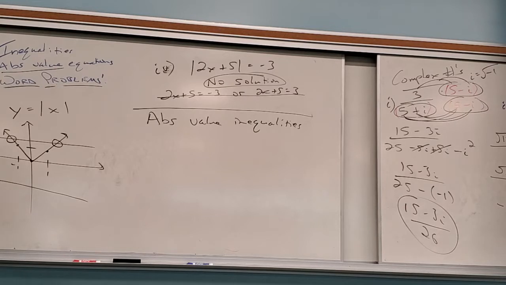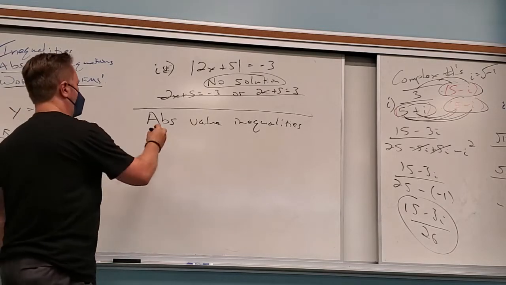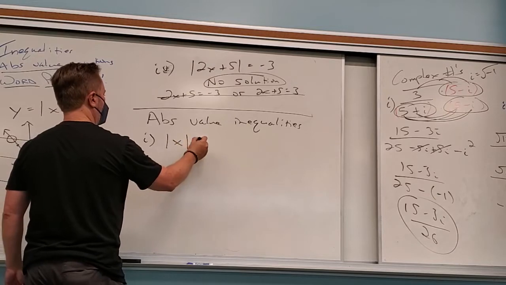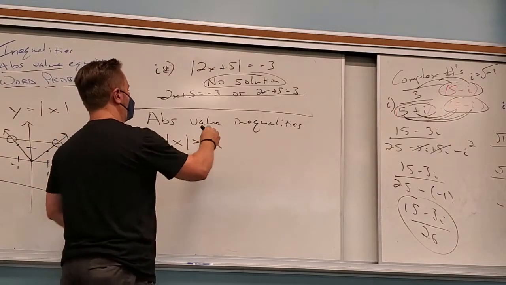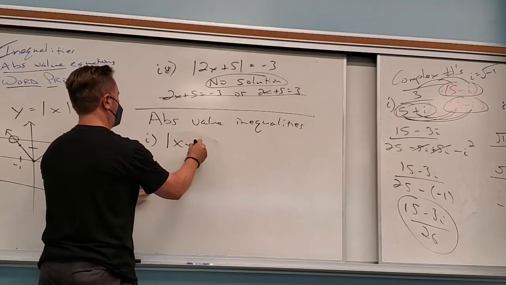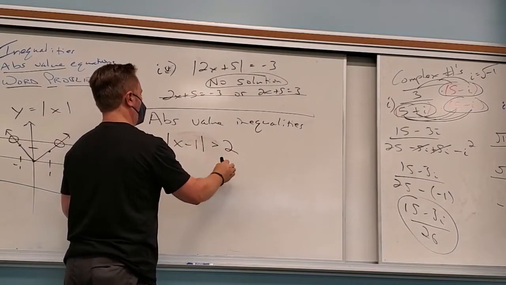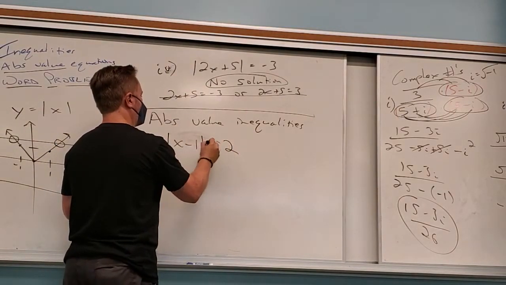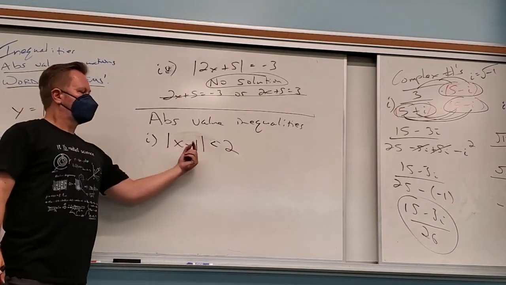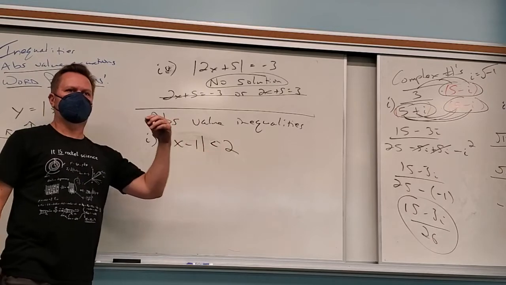Okay, these get a little bit stranger. Let's see why. Let's start off with the most basic equation we could do. Let's do it less than first. I'm sorry, I'm going on the fly. We're doing it live. So the absolute value of x minus 1 less than 2.